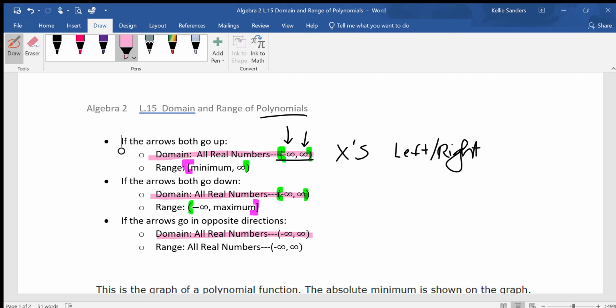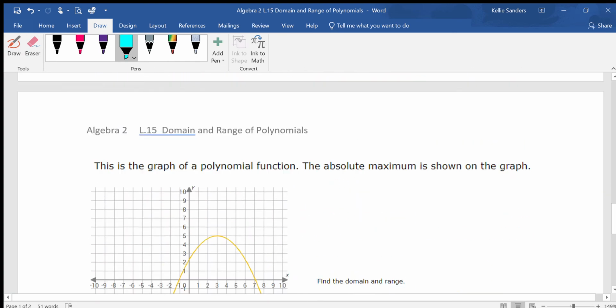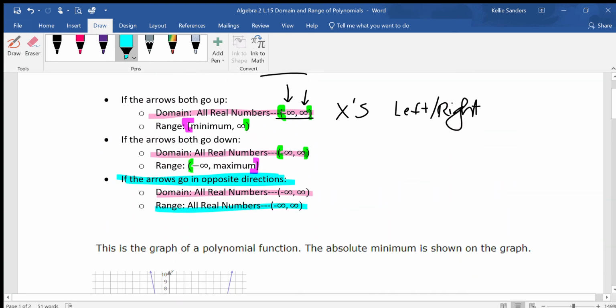Okay? Now, let me skip the first two and go on to the last one. If your arrows are going in opposite directions, just a second, okay, we're looking at graphs. All right, awesome. That makes it even easier. If your arrows are going in opposite directions, your range is also negative infinity to positive infinity. I'll explain that better in a minute.